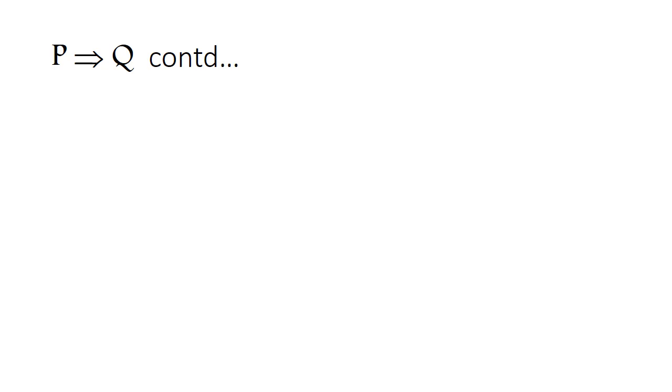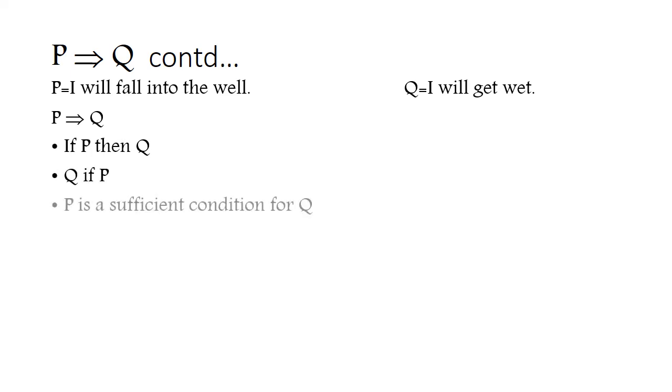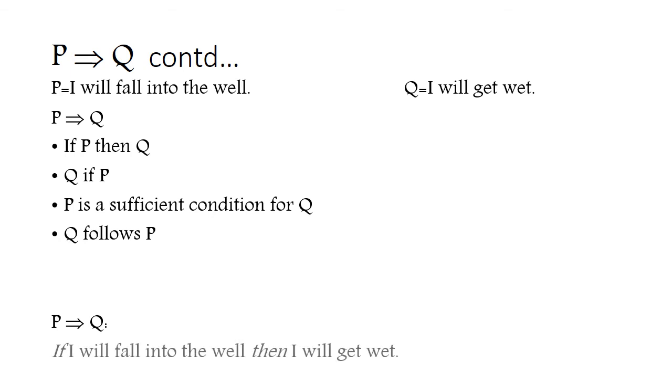Let's take this example. P is a proposition which says I will fall into the well, and Q is a proposition which says I will get wet. So what are the different ways of saying P implies Q? Let's talk in terms of these two propositions. The first one says if P then Q, that is, if I fall into the well, then I will get wet. So this is a true combination, it's a possible combination. Q if P, Q is happening if P is there. So I will get wet if I fall into the well. This is also a possible combination.